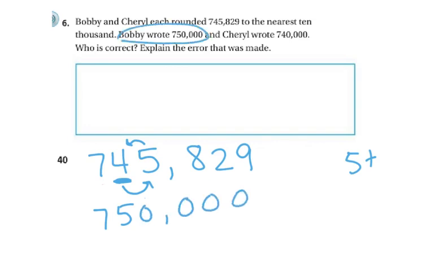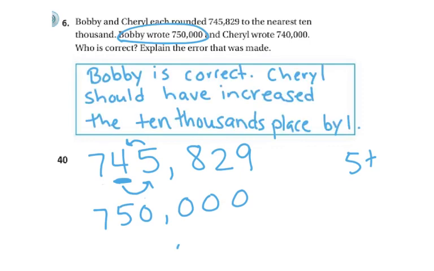So Bobby was correct. Cheryl should have increased the 10,000s place by 1 like Bobby did, because the 5 was what gave it the power, and 5 is greater. It's 5 or higher, so that had enough power to change the 10,000s place from 4 to 5 and not leave it as a 4.